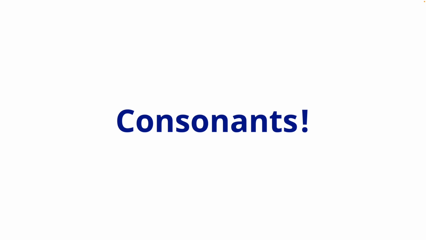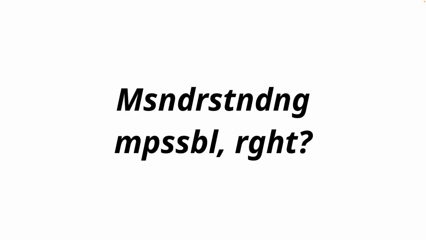Abjads, such as the Arabic, Aramaic, Hebrew and Phoenician alphabets, really only denote consonants, especially the farther back you go in time. This means you're essentially writing shorthand. Now imagine, jokingly, this was the case in English. Misunderstanding would be impossible, right?